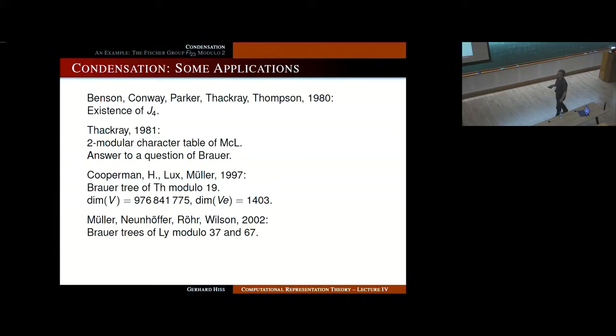Then other people determined with similar methods some ambiguities which were left over in the Brauer trees for the Lyons group, modulo 37 and 67, where they had to condense a module of about the same size, slightly larger. And I will tell you about more applications later. Okay?